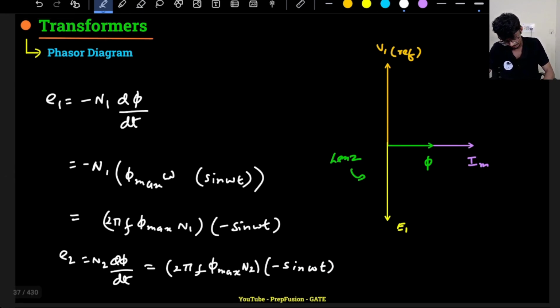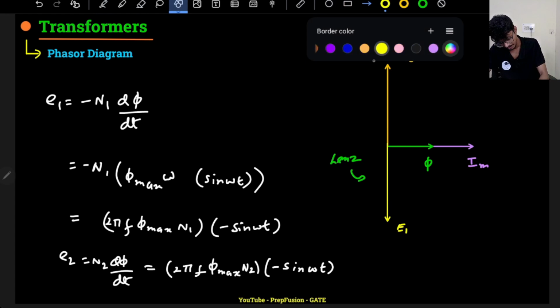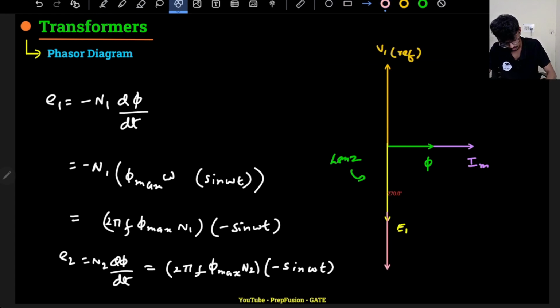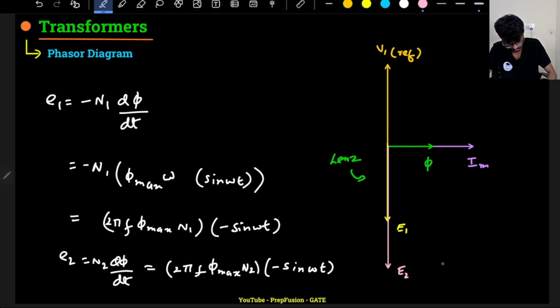So E2 will also be in the same phase as E1, just the difference will depend on the turns ratio. Depending on the turns ratio, whether it will be bigger than E1 or E2, that depends, right? Let's assume that in this case my N2 is greater than N1, so of course the E2 voltage will be greater than E1. Okay, that is just the assumption.